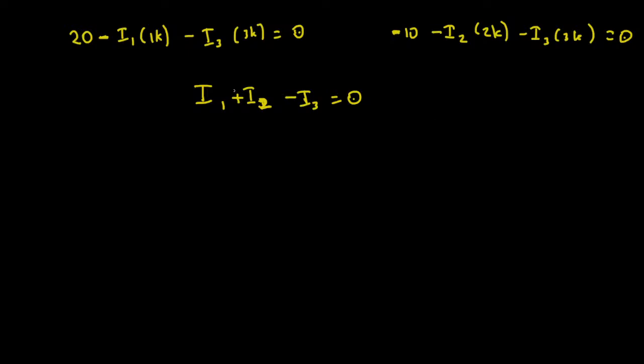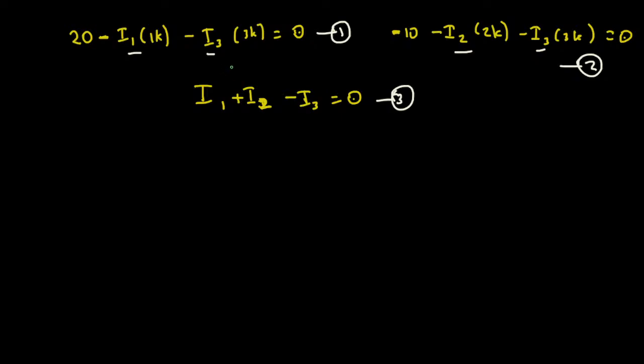To do that, first let's number these equations. This is equation number 1, equation number 2, and this is equation number 3. Now if you look at the first equation, we have two unknown variables, I1 and I3. And in the second equation, we have two unknown variables again, I2 and I3. So what is common in these two is I3. I3 is common, and I1 and I2 are different.